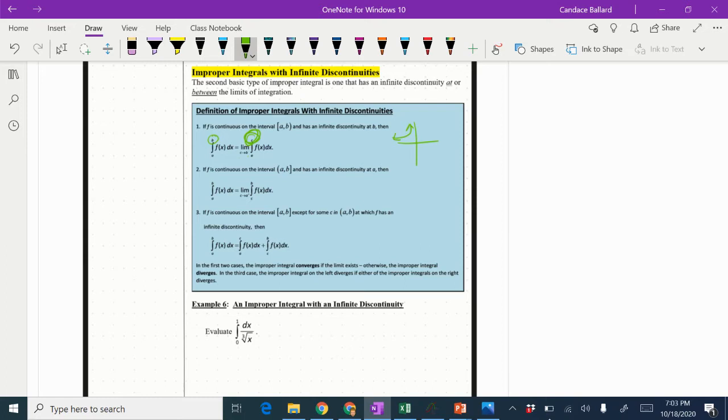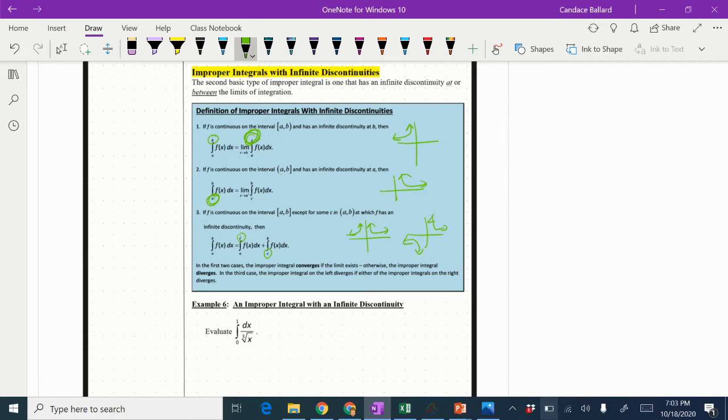If f is continuous and has an infinite discontinuity at a, so it's at the bottom part of the interval, it looks like that, meaning it starts with an infinite discontinuity. And then we also can have an infinite discontinuity somewhere in the middle, meaning it probably looks something along those lines, or it could look like this, where one goes up and one goes down. So in the first two cases, the improper integral converges if the limit exists, just like it did last time, otherwise it diverges. In the third case, if either one of them diverges, the whole thing diverges.